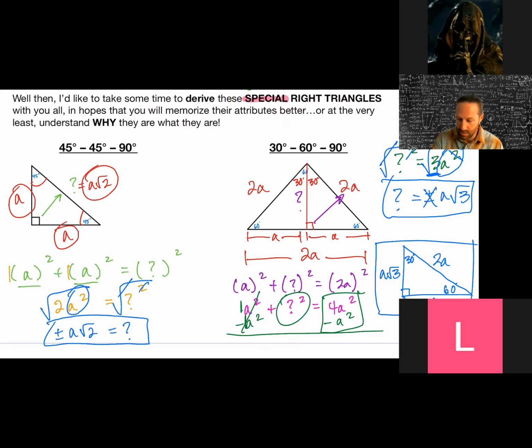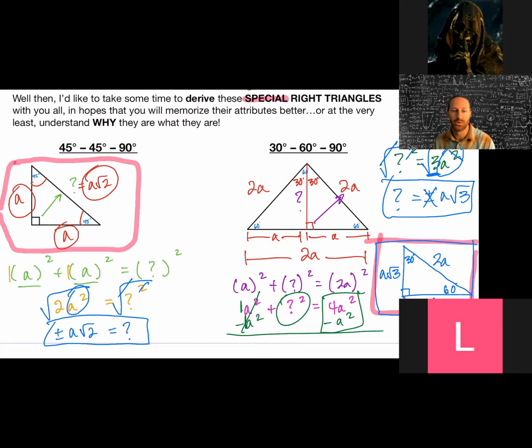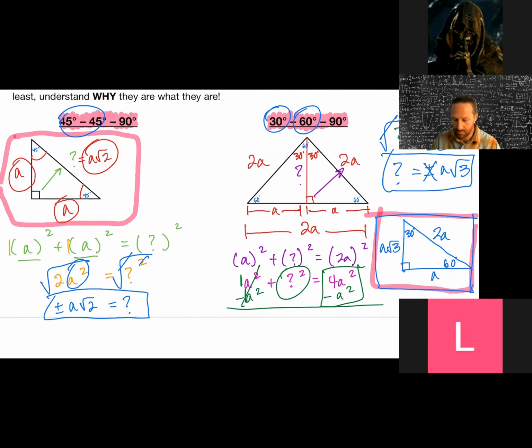So make sure that you have this written down and this written down somewhere, highlight it in your notes. These are things that we're going to use a lot. And I mean a lot in this class. Namely, the 45, the 30, and the 60. We already know the 90 is part of our quadrantal angles.